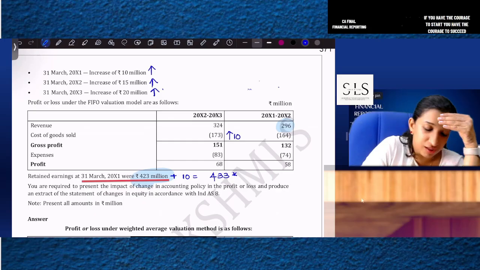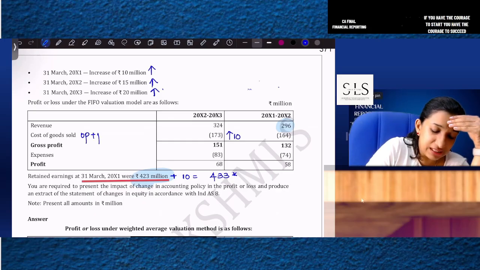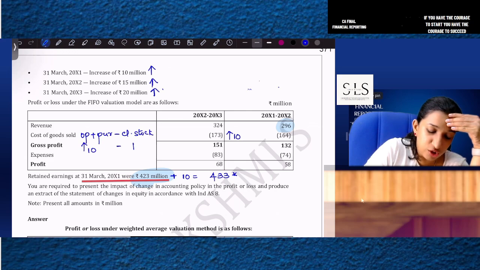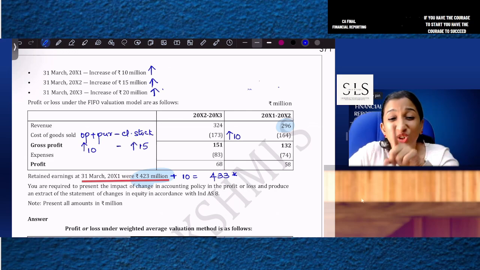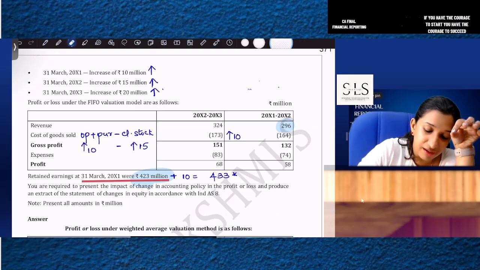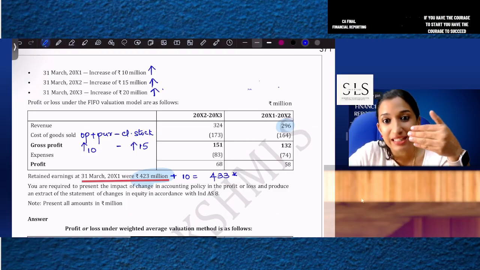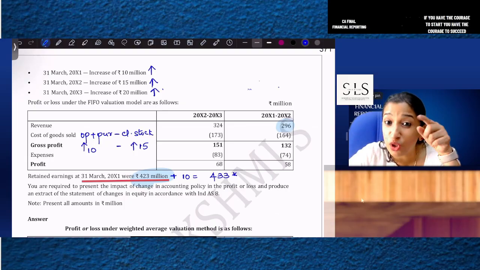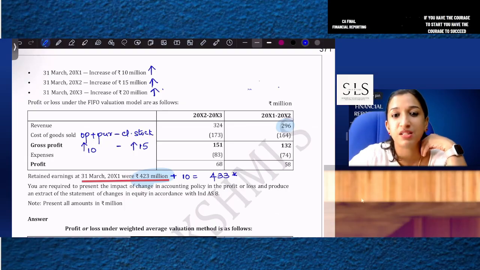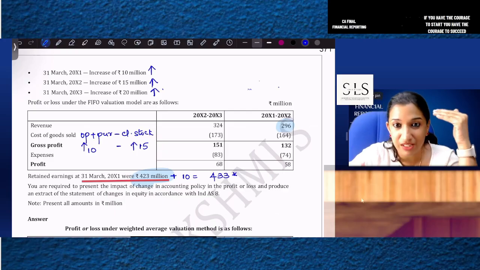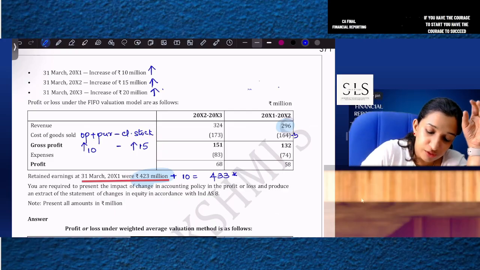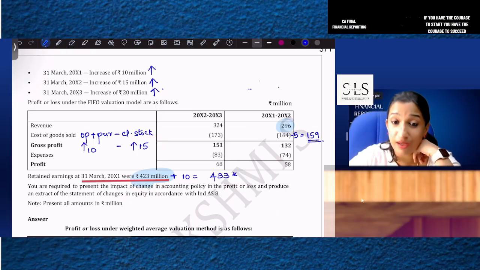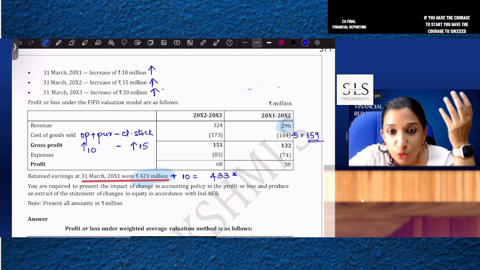So opening stock plus purchases minus closing stock. Opening stock will increase by 10 million and closing stock will increase by 15 million. So the net effect is 5 million will be reduced from the cost. Closing stock increased, it's like a profit, so your cost of goods sold should be reduced. Yes or no? It's plus 10 minus 15, so net minus 5. So this should be 159. 296 is your revenue, and your cost of goods sold has reduced.